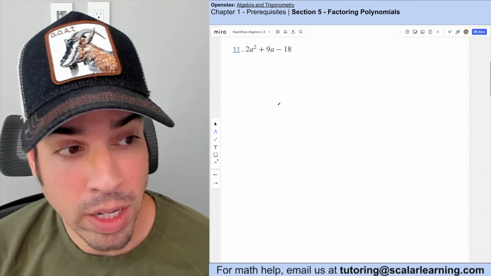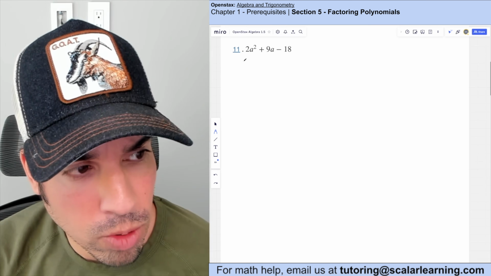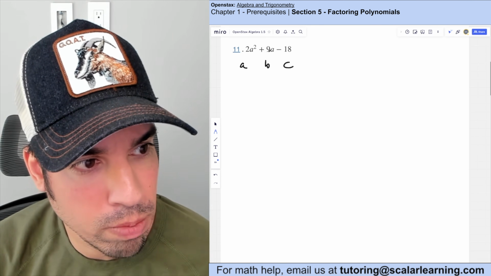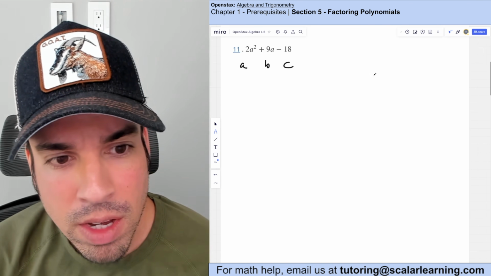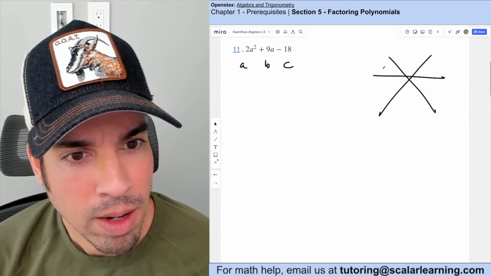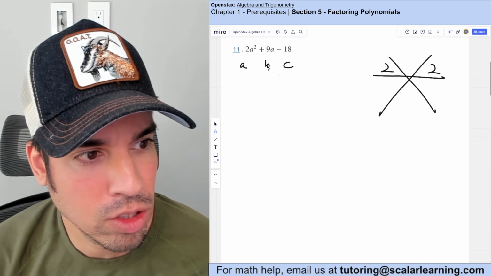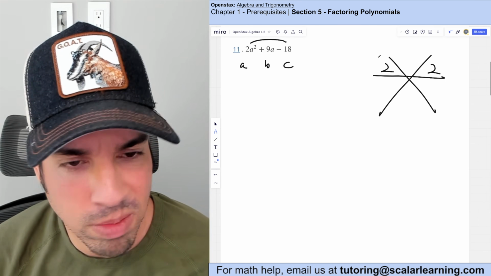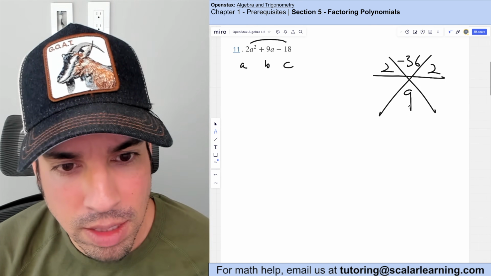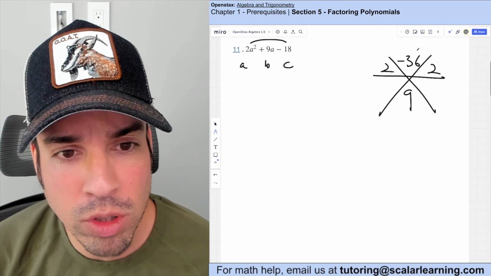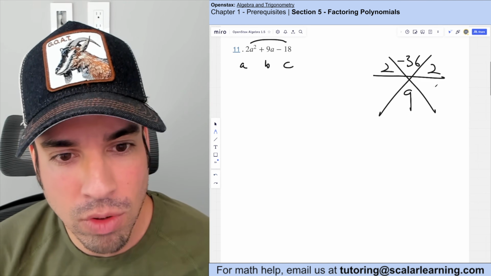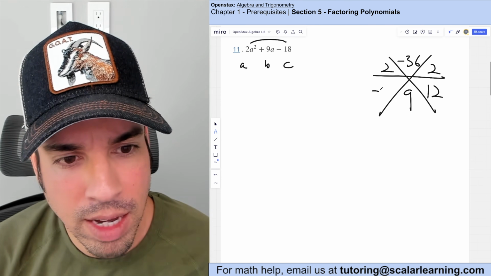Done. So again, here we're going to factor by grouping. So first I'm going to make note of the A, B, and C. A is 2, B is 9, C is negative 18. Then I'm going to draw this out, my star method here. I'm going to place the A's up top like so. A times C, 2 times negative 18, negative 36 over here. And the B on the bottom as 9. Then I ask the question, what two numbers multiply to negative 36 and add to 9? That is, of course, 12 and negative 3.